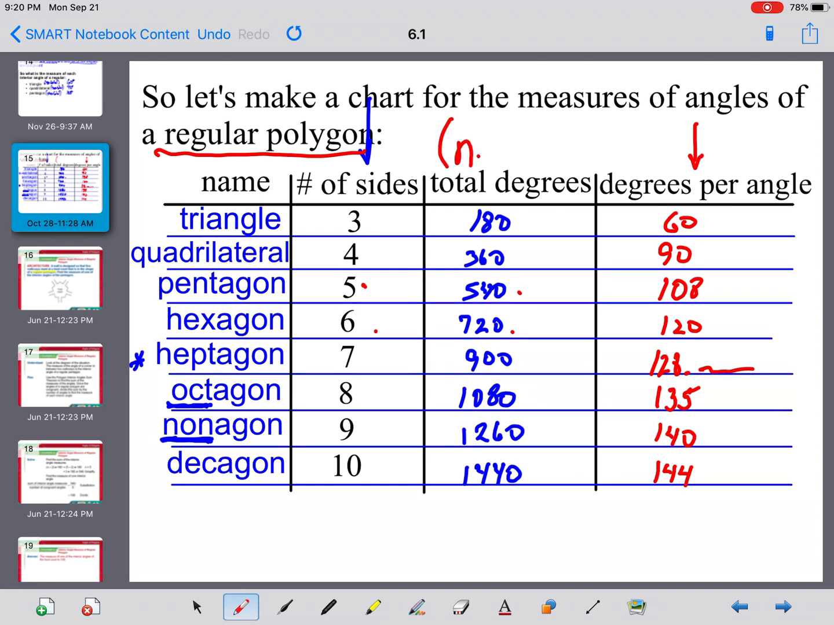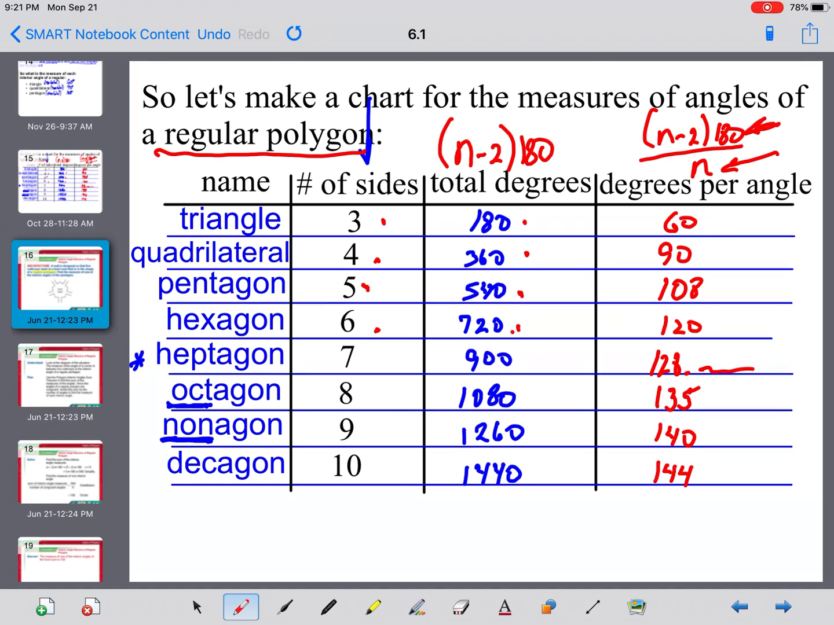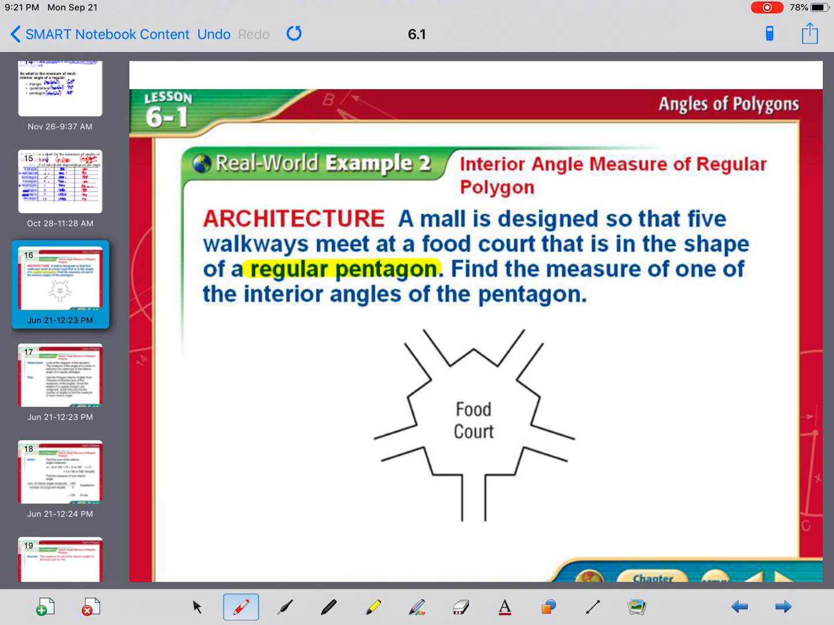Now, the last thing I'll say is this comes from the formula, if you wanted to do it that way. We'll actually talk about this later, but it's n minus 2 times 180 divided by n, right? Because that's what we did every time. We took the total, that's the numerator, divided by the number of sides.